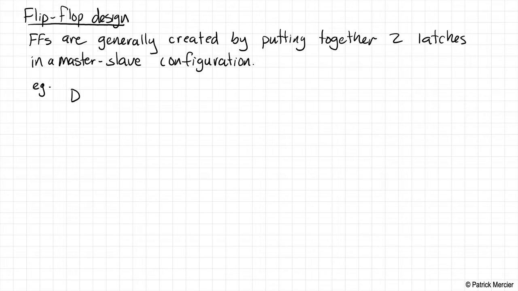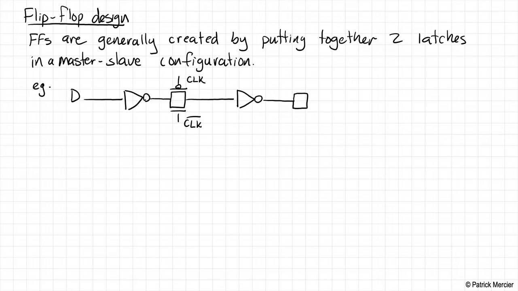Let's say our input D is coming in here, and let's just build a dynamic flip-flop. We'll start by building a dynamic latch. In this case, we have clock up here and clock bar down here. Note that this is a different polarity than perhaps we're used to looking at. Then we take the output of this latch and put it into the input of a second latch. Note the polarity difference of this latch, clock bar on the bottom PMOS transistor. Then we take it through another inverter, and this would be equal to Q bar.